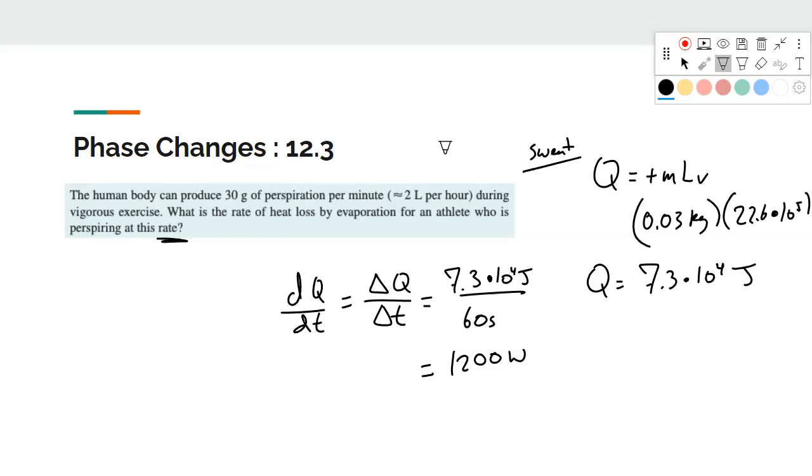Technically this dq dt, I write it as positive here. That's the amount of energy per time that the sweat is gaining. If I wanted the dq dt for the person, it would be the opposite, right? Whatever energy the sweat gains, where does it get it? It gets it from the person's body. So this would be negative 1200 watts. This is dq dt of the sweat. It's positive.